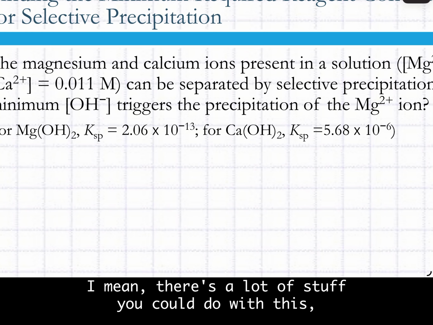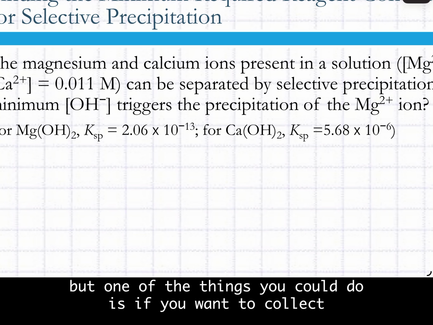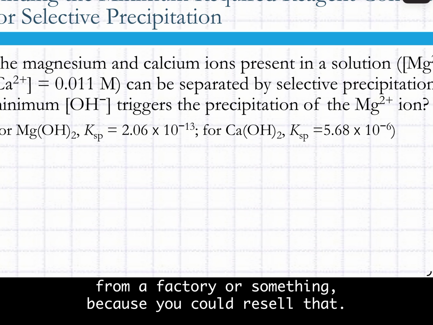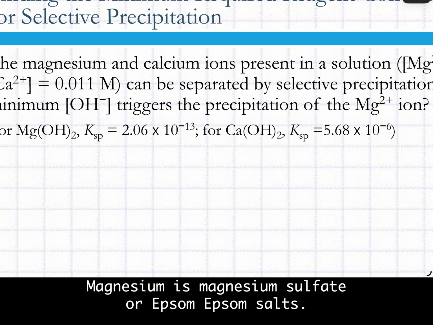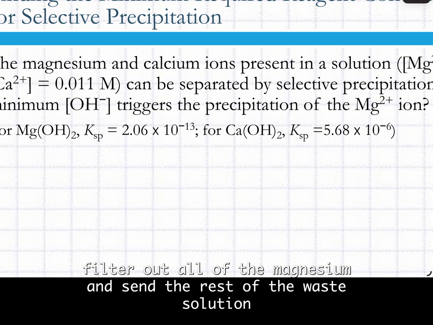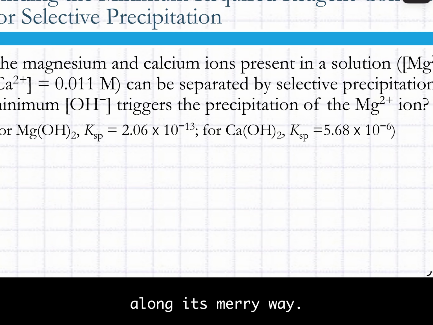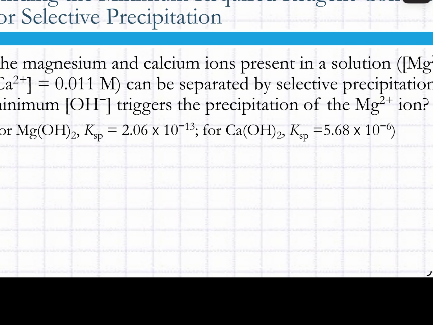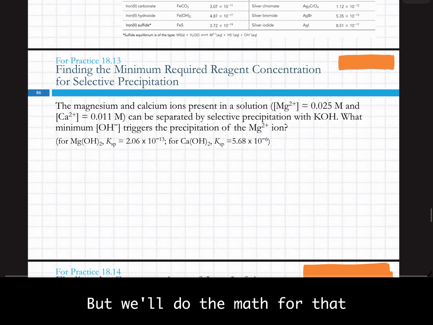And so there's a lot of stuff you could do with this, but one of the things you could do is if you want to collect magnesium, let's say out of some wastewater stream from a factory or something, because you could resell that magnesium as magnesium sulfate, which are Epsom salts. You can take this, add just the right amount of hydroxide, filter out all of the magnesium, and send the rest of the waste solution along its merry way. And then maybe later you add more hydroxide to precipitate out all of the calcium separately. But we'll do the math for that on Monday.